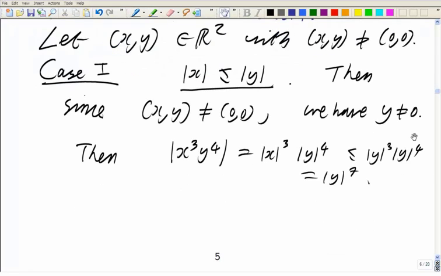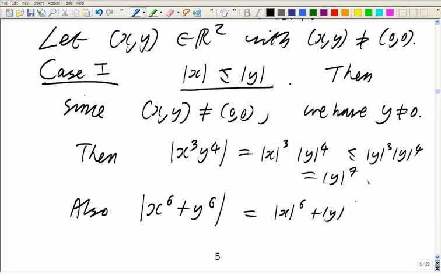Now, if I want an upper bound for how big f is, then I need a lower bound for the denominator, not an upper bound. So that's an estimate. How big can the numerator be? I want to know how small can the denominator be. So the denominator, modulus of x to the sixth plus y to the sixth, how small could that be? Well, that's equal to mod x to the sixth plus mod y to the sixth, because everything's positive. And that's greater or equal to mod y to the sixth. Notice that that's greater than 0.